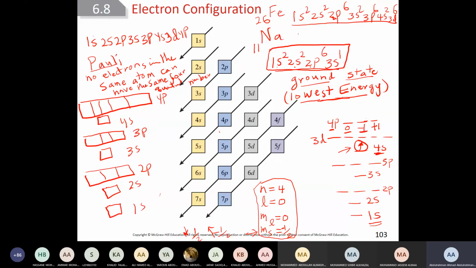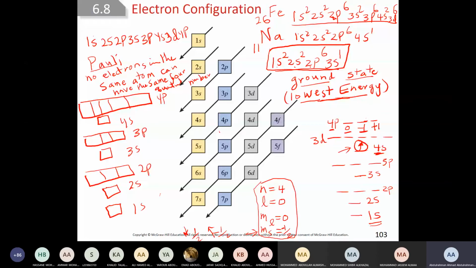Can I have the structure for sodium? 1s2, 2s2, 2p6, 4s1. This means I take this electron from 3s and make it jump to 4s. Is this possible? It is possible, but this is not the ground state. This is one of the excited states. Excited means مثارة, and ground means lowest energy. Clear?